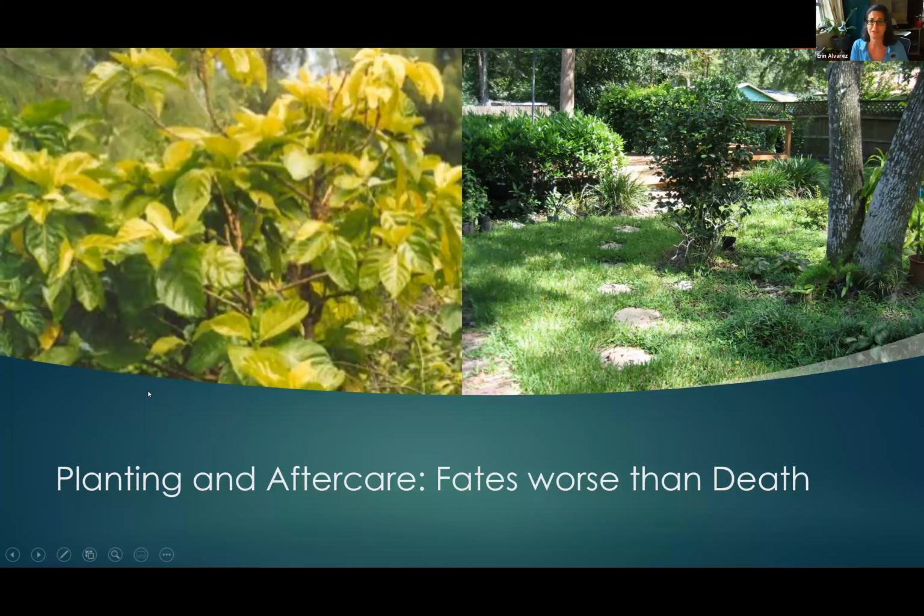And that brings me to the fates worse than death, and planting and aftercare. So I've mentioned a few common challenges, but we know that not paying attention to the site, not paying attention to the plant ID, or lack of plant ID, all lead to problems down the road, right? And this is, again, the heart of FFL and GI BMP: planning ahead and knowing what we're doing so that we can avoid making these mistakes later.